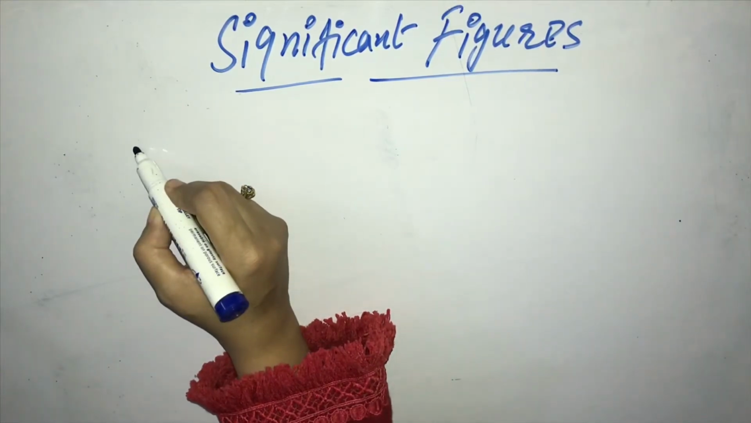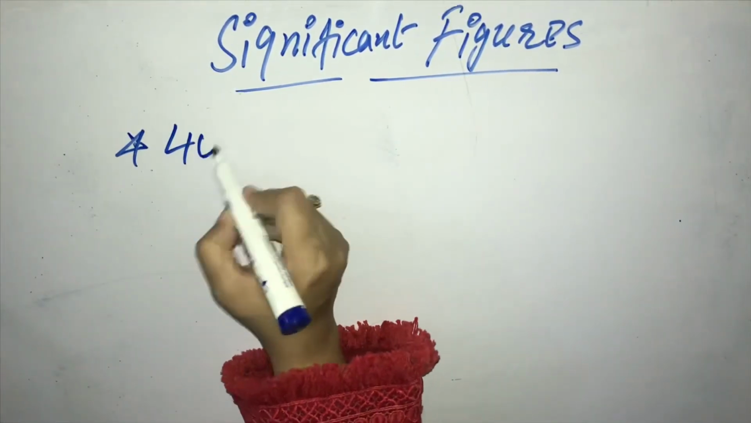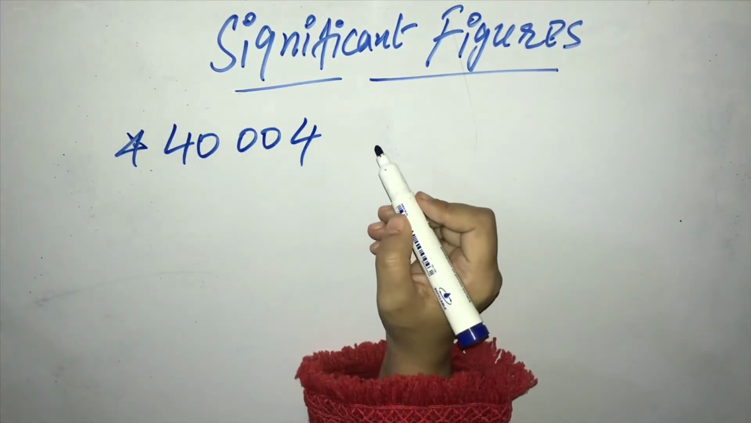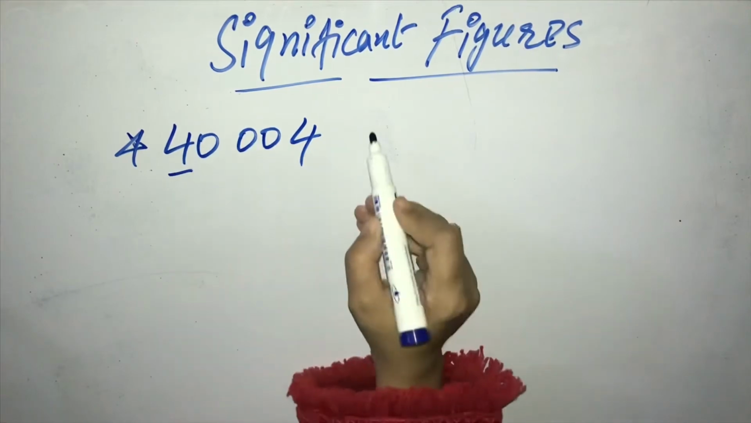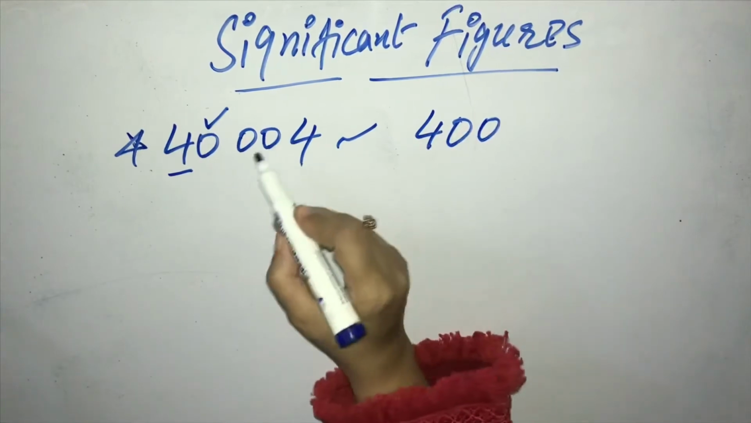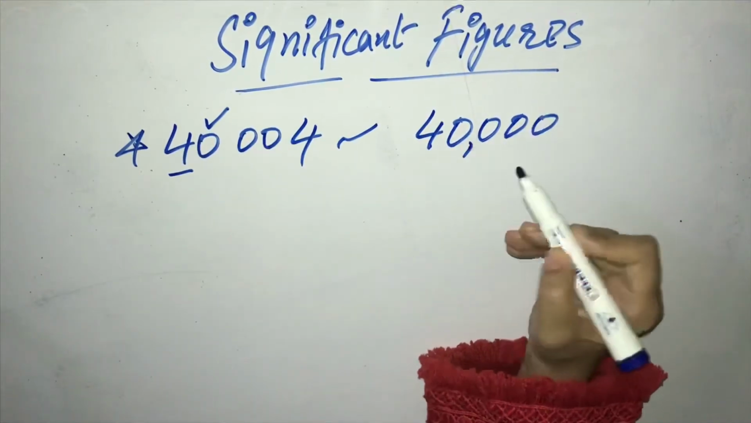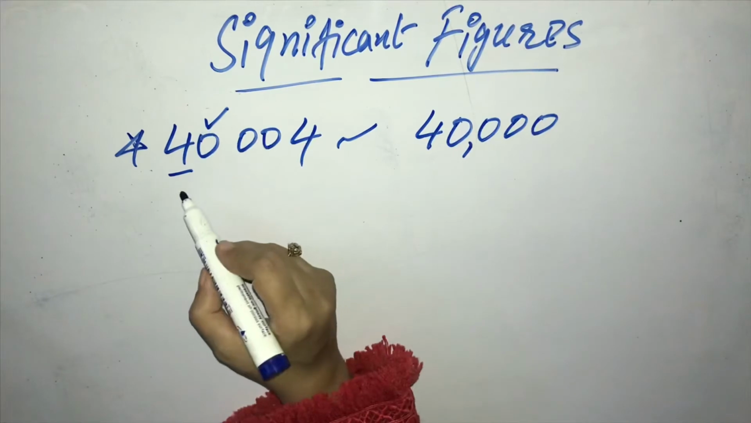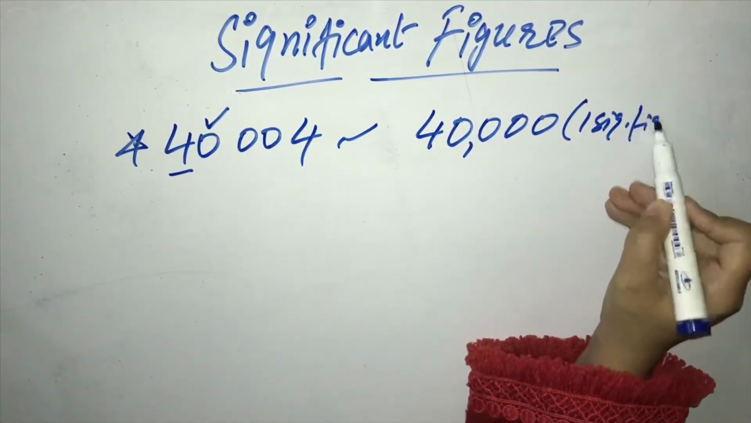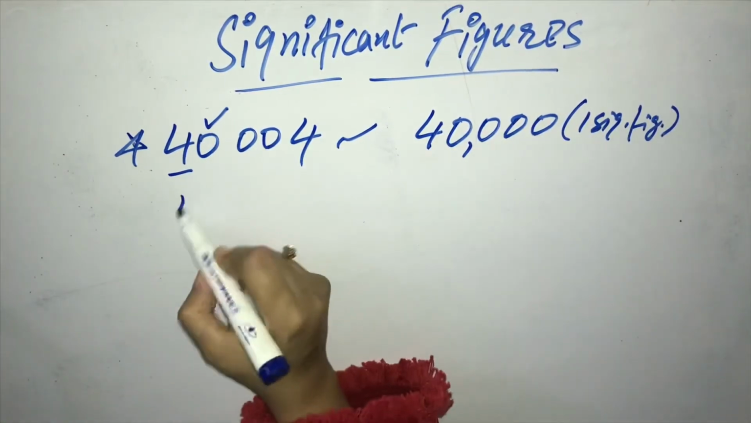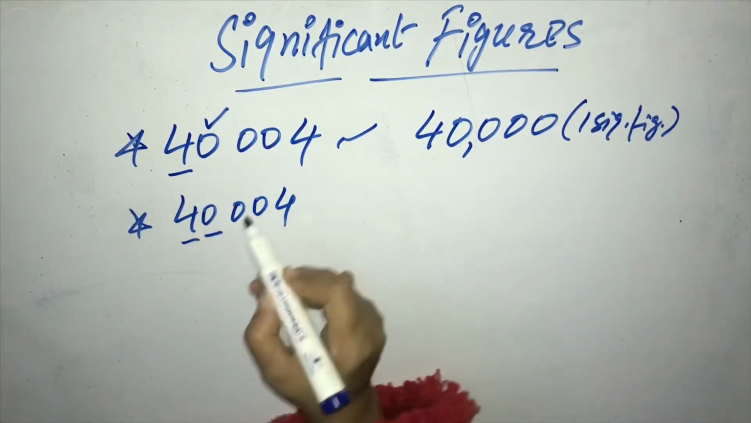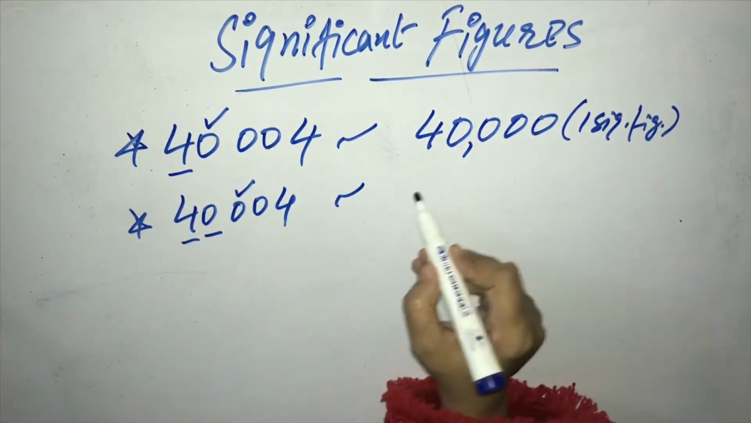Now I have 40,004, the next number. If I have to give the answer correct to one significant figure, my answer will definitely be 4 along with 1, 2, 3, 4 zeros. If I give this number correct to two significant figures, these are two significant figures, my answer will be the same.